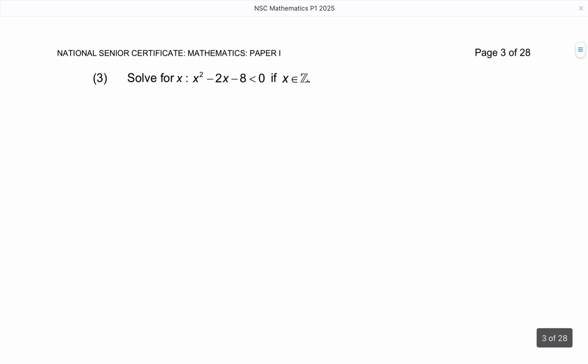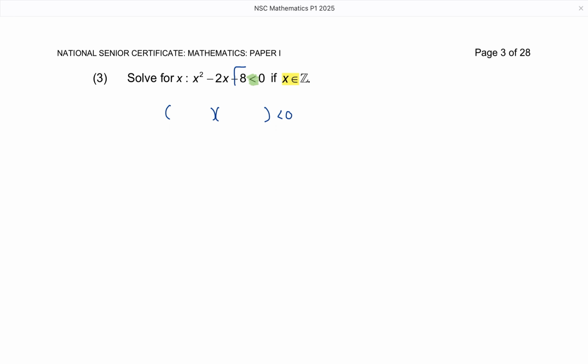Okay. For the next question, we've got an inequality. We can see that over there. It says we need to solve for x where this equation, which we can see is a trinomial, which also means it's a parabola, is smaller than 0. But here is something new that is not asked quite a lot. It also says if x is an element of integers. So the first thing that we got to do is we have to factorize our trinomial.